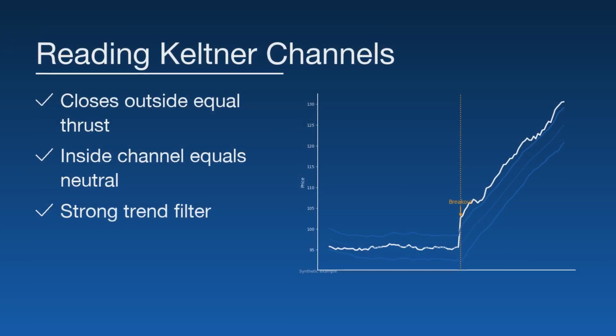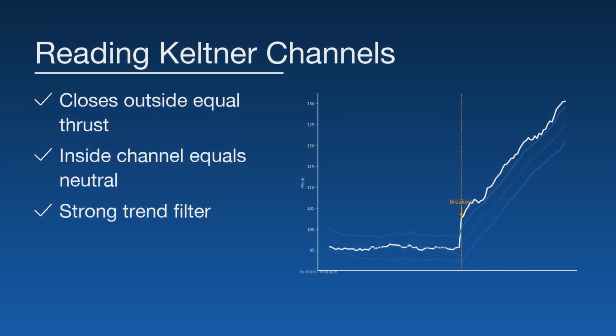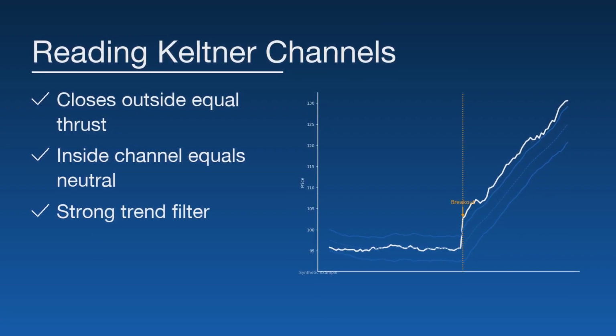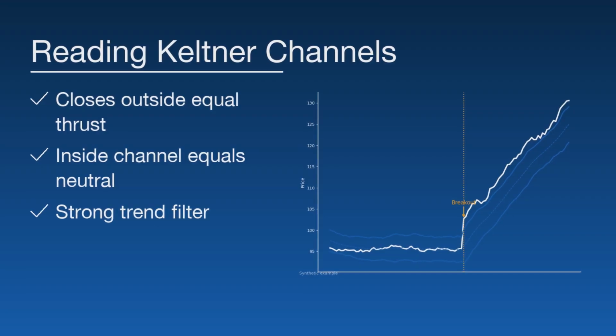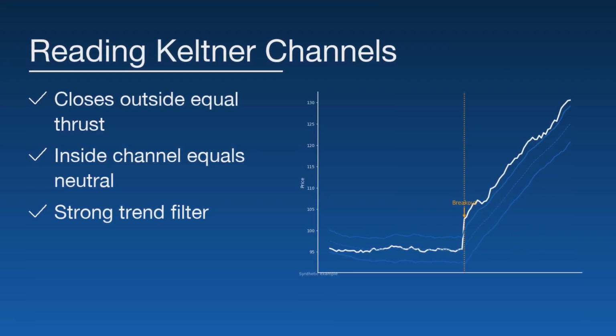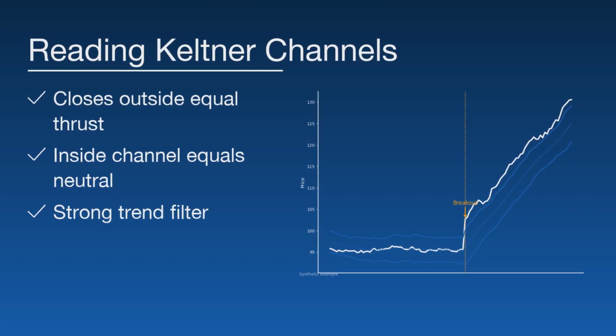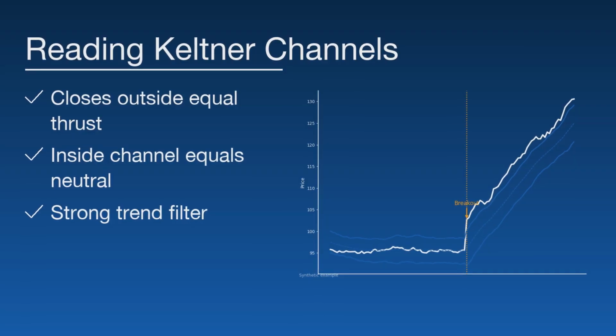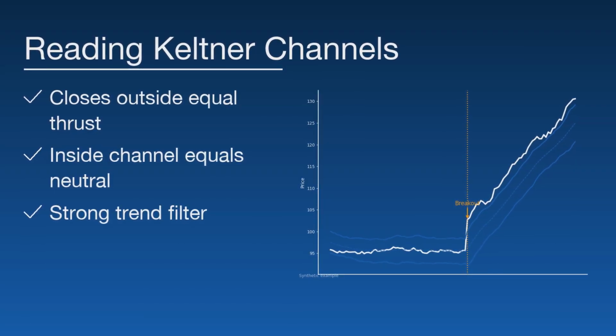Keltner channels behave more like a trend filter. Because the EMA reacts faster than an SMA, but the ATR bands are smoother, closes outside the channel are rarer and more meaningful. A close above the upper Keltner band signals genuine trend thrust. Inside the channel, treat the market as neutral or consolidating.